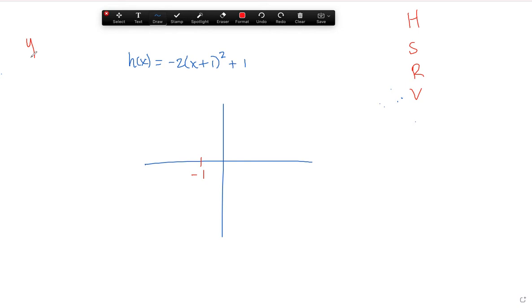Obviously the parent function is x squared, which very quickly would have been at 0, 0, 1, 1, negative 1, 1. So what does that 2 do to it? It stretches it out 2 more. Yeah, so instead of going 1 to the right and up 1, we go 1 to the right, up 2. So it's right here, 0, 2, and where else? It's going to mirror over the vertex, where the vertex has been shifted to -1. So I have 0, 2. What else is a point on the parabola so far?